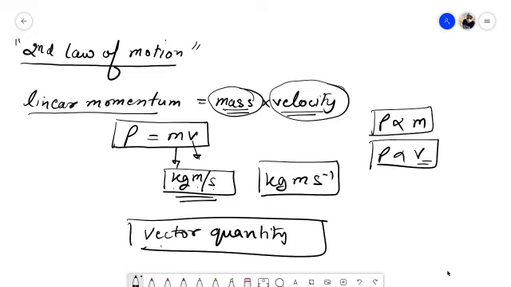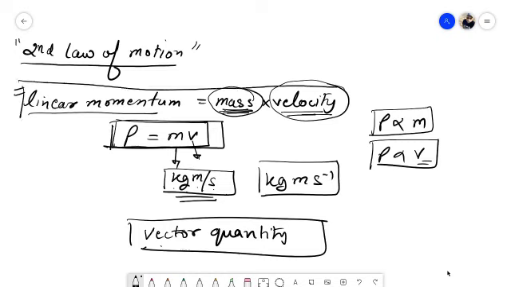Is it clear? So what is linear momentum? Linear momentum is the product of mass and velocity, that is m into v. The unit of linear momentum is kg meter per second. It's a vector quantity, and from the definition itself we can see that linear momentum is directly proportional to mass and directly proportional to velocity.